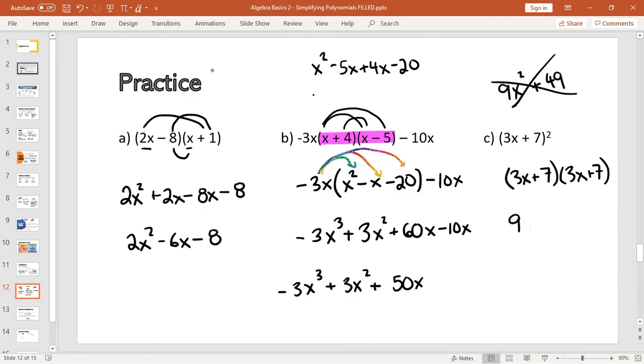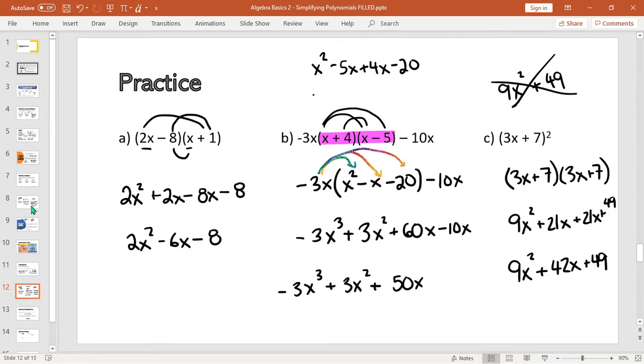First, 9x squared. Outside, 7 times 3x, 21x. Inside, these ones it's always the same, another 21x. And last, 49. Okay, so we get the 9x squared and the 49 in there, but we also have an x term that everyone likes to forget. So 9x squared plus 42x plus 49.